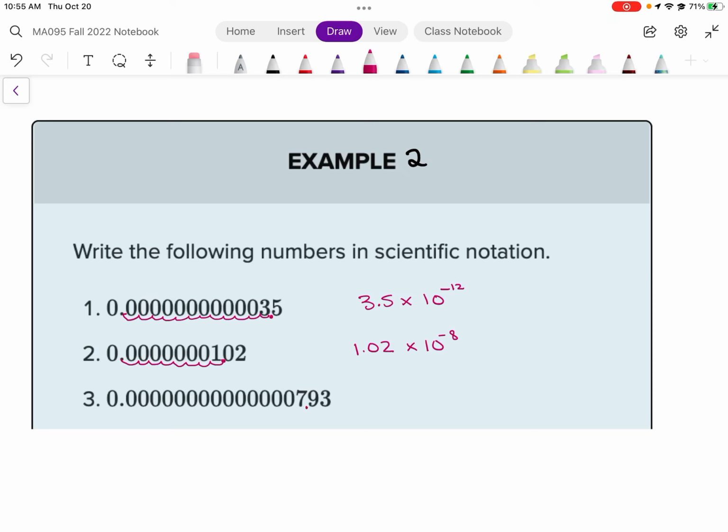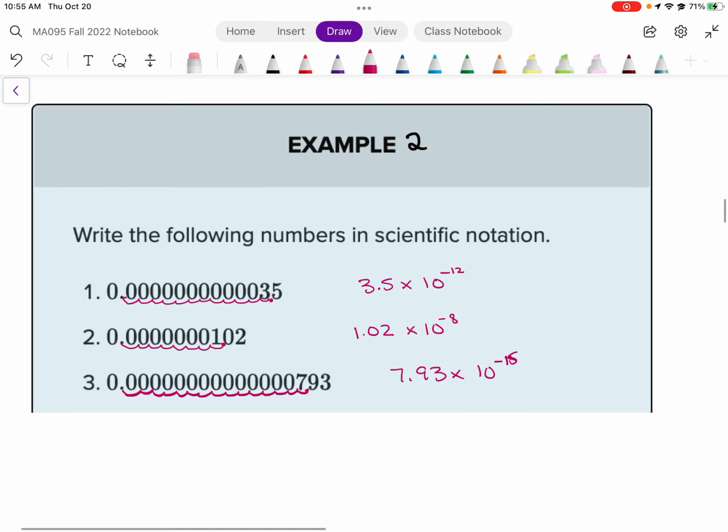Okay, so this is going to be 7.93 times 10 to the negative something, because that is a very tiny number. So let's see, 1, 2, 3, 4, 5, 6, 7, 8, 9, 10, 11, 12, 13, 14, 15. Negative 15. All right, so that's how you do those.